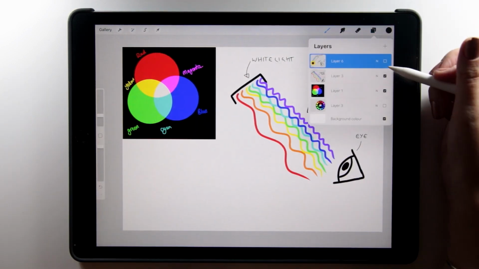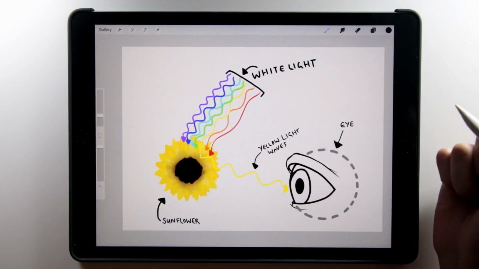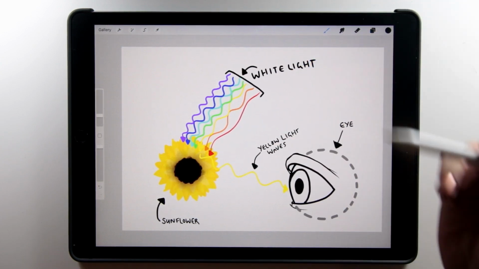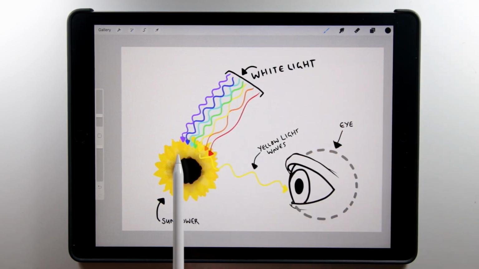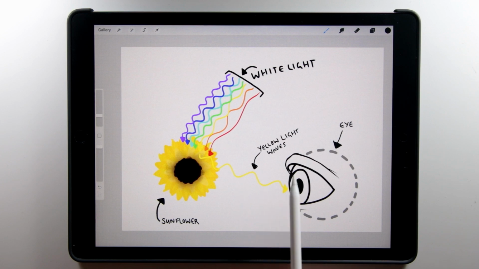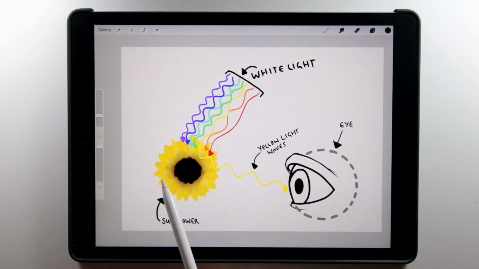Okay, let's imagine for a moment that you're standing outside on a nice day and you see a sunflower and you're like, oh my, that sunflower is really yellow. What's actually happening is white light from our sun is coming down, it's hitting that flower, and only yellow light is reflected back into your eye. All other colours of light are being absorbed by that flower.